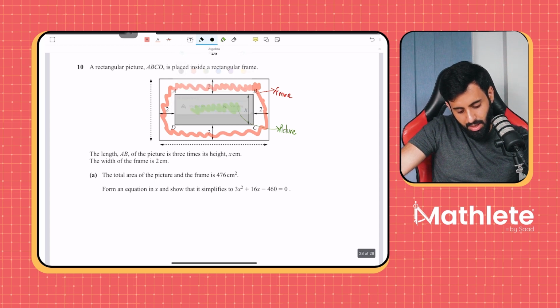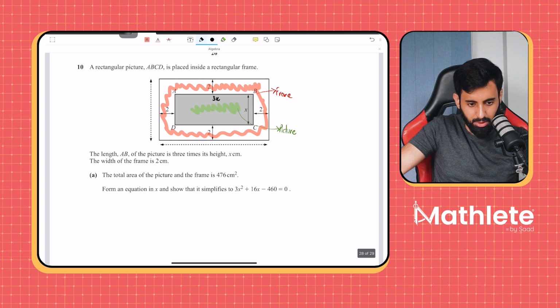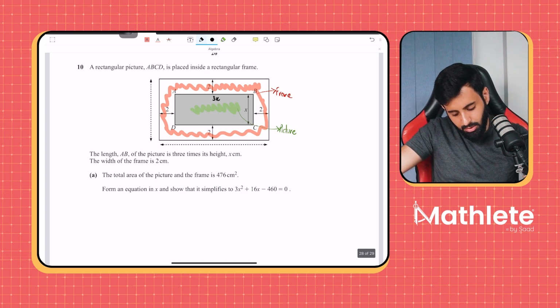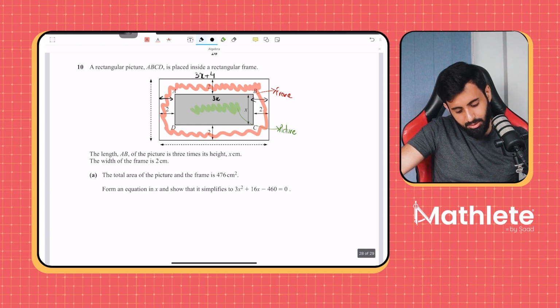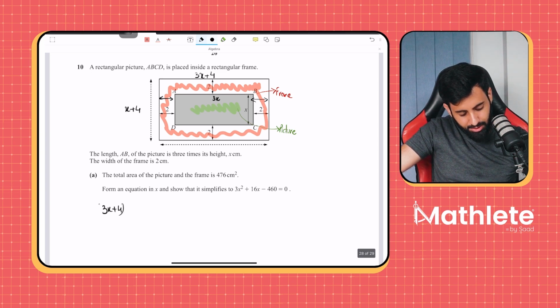Now you will have to find out AB, for which you don't have to work very hard. It's going to be 3x. Now 2 on this side and 2 on this side, 2 centimeter on both sides. That means it's not going to be 3x plus 2. It's going to be 3x plus 2 plus 2. That means it's going to be 3x plus 4. And for the same reason, this length is going to be x plus 2 plus 2. That means it's going to be x plus 4. That's not literally it, but the hard work ends here. 3x plus 4 into x plus 4 equals 476.